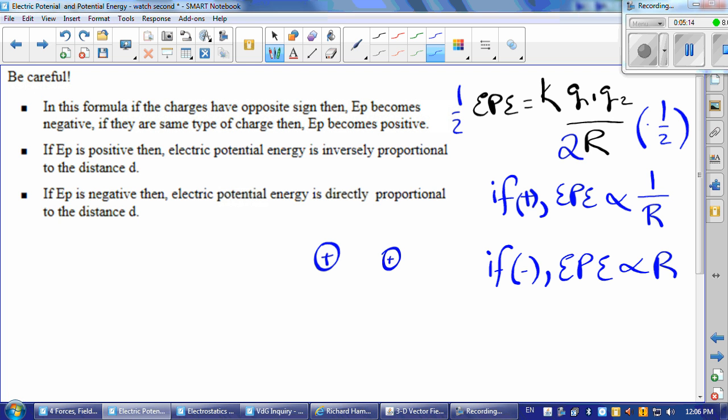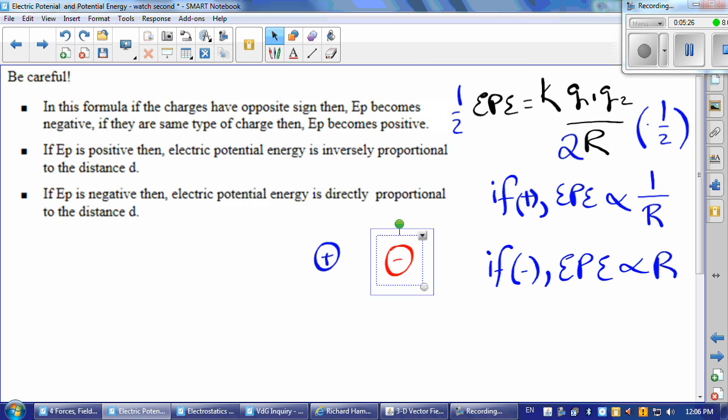So now instead of having a plus charge and a plus charge, the only way to have opposite charges would be to have a plus charge and a minus charge. Now think about it. As I move this minus charge closer, what would happen to the energy between them? Well, as R goes down, the energy will go up. I'm sorry, down also. The energy will go down.